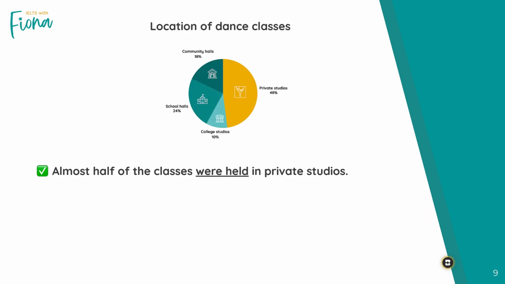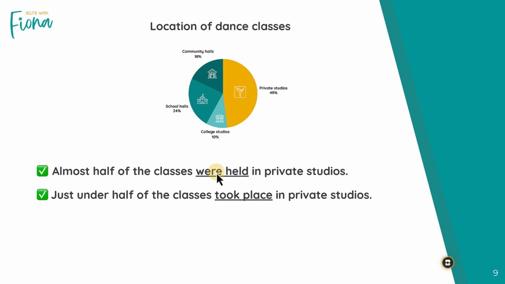So what can we say? Let's have a look at some examples. We've agreed that it's about the classes. So you can say almost half of the classes were held in private studios. That's nice. It's passive.